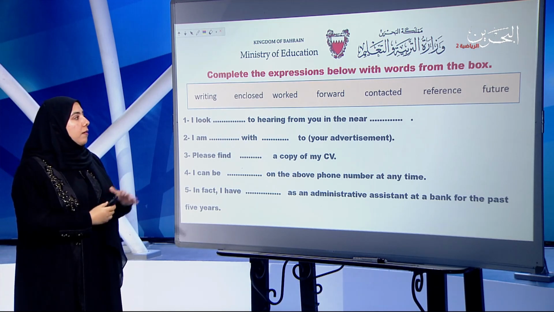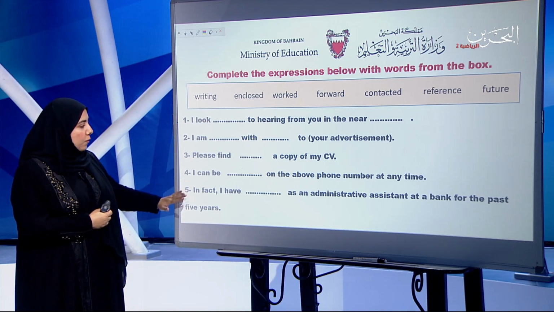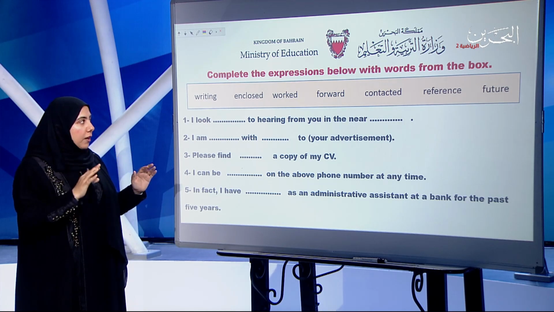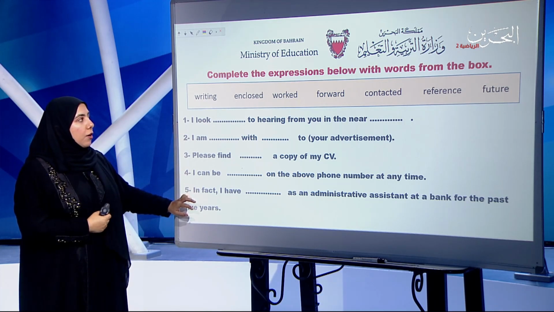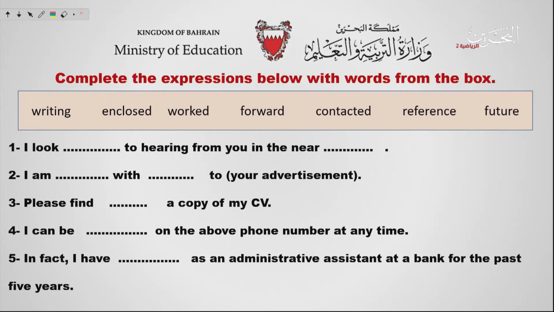So if you can notice or figure out that these sentences are related to formal letters, I want you to read the sentences again carefully and choose the correct words. I'll give you 2 minutes and then we'll discuss together.